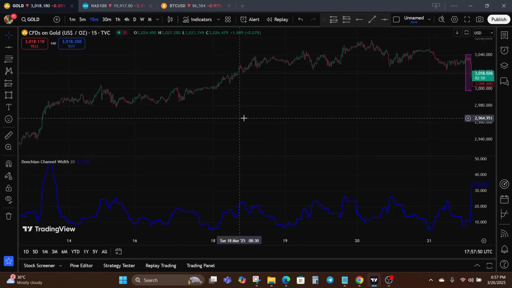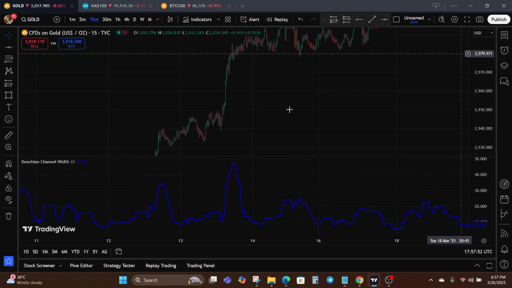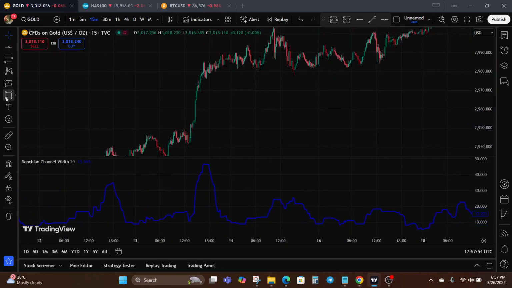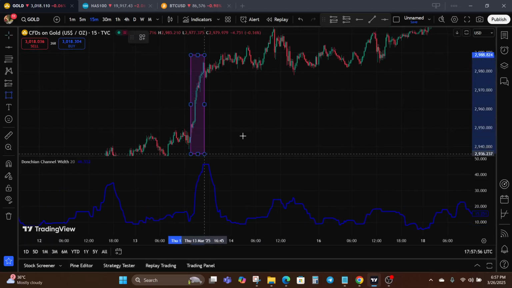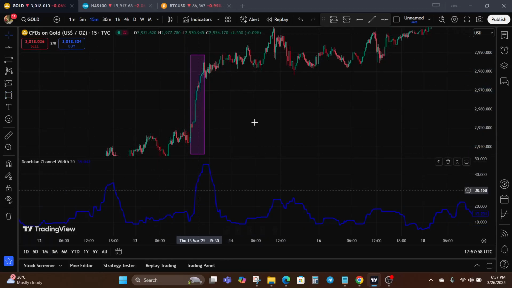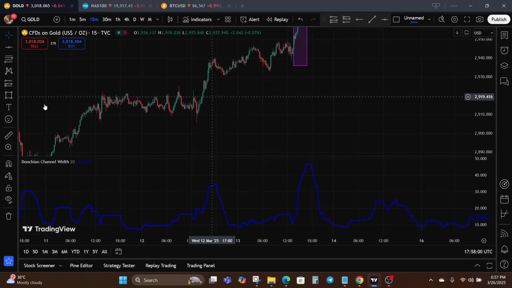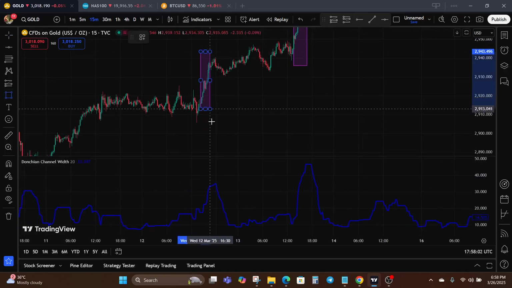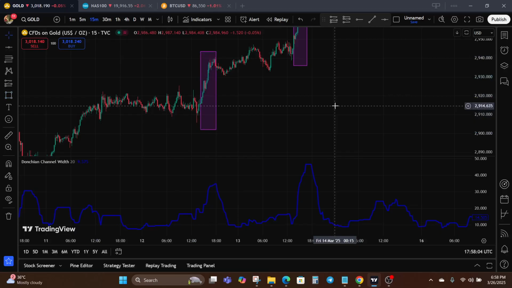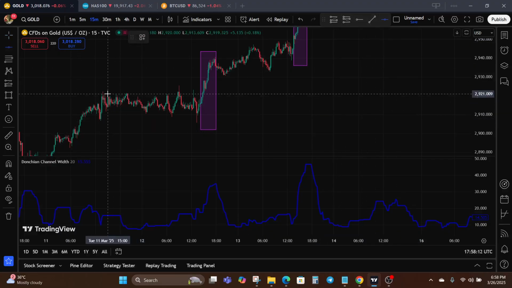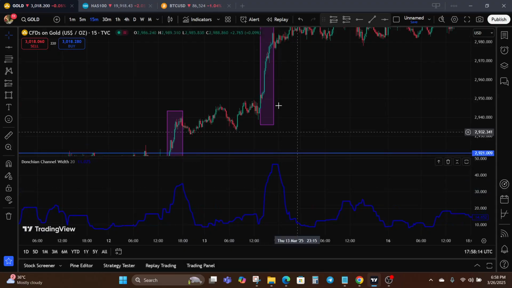Let's look for some other examples. You can see again what happened here: the increase in volatility identified by the Donchian Channel Width indicator. You can see another volatility period that we had around here. So it's super easy to identify. It signals a trend continuation or a breakout.